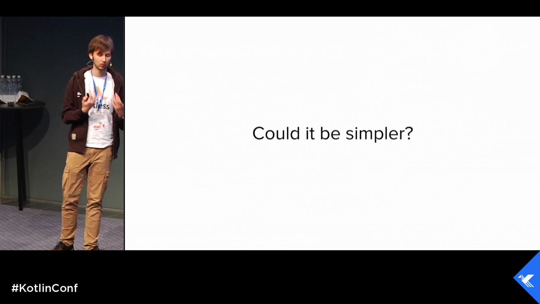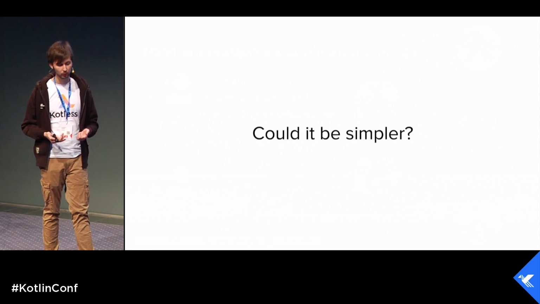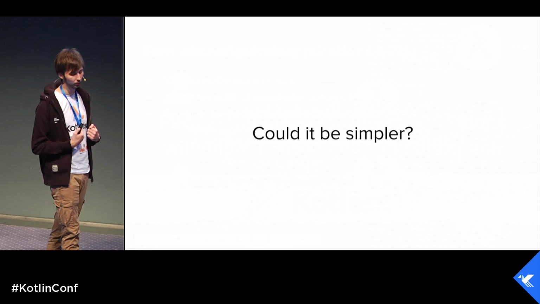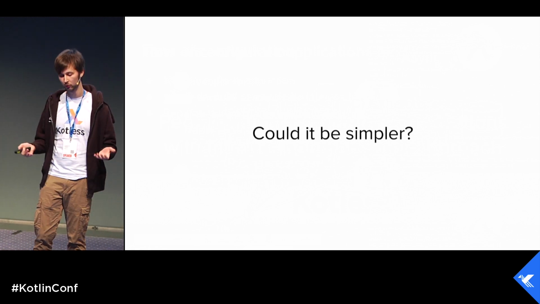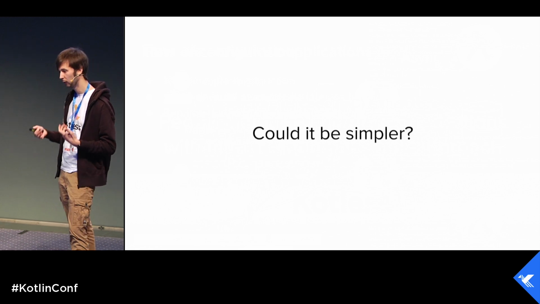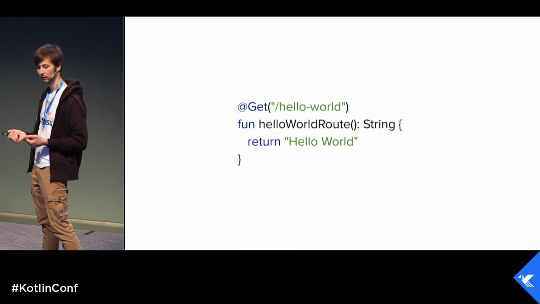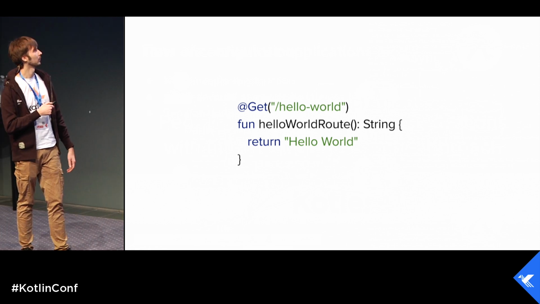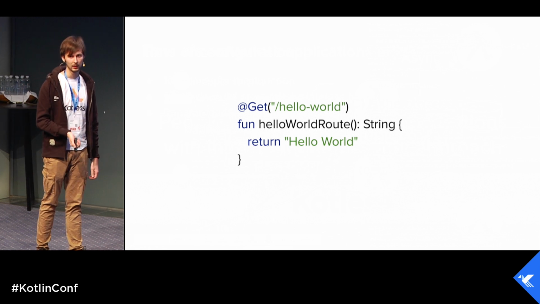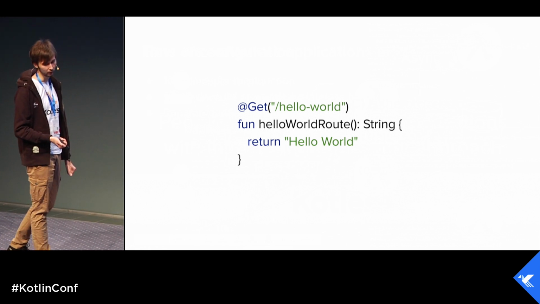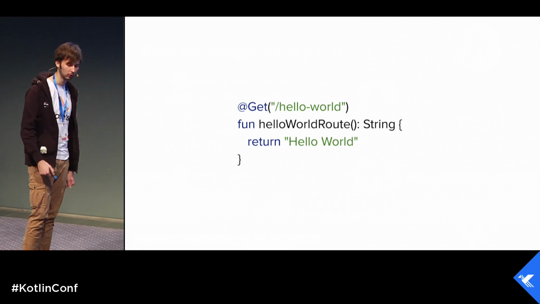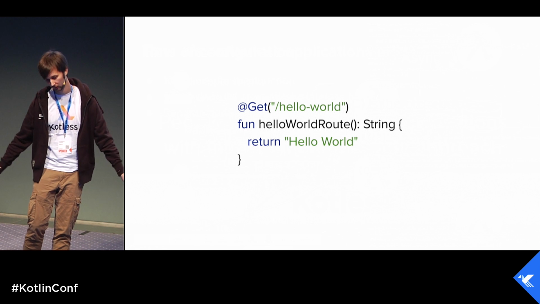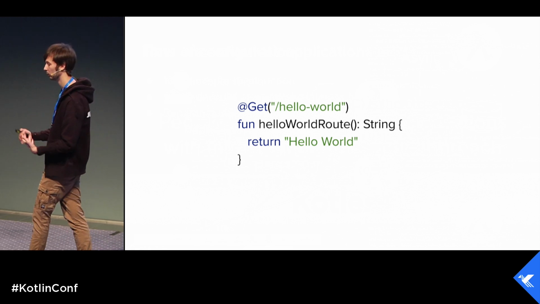Let's take a look back at our example and ask the question: could it be simpler? Can we create an approach that will understand what we want to create, what infrastructure we want to create, and do it for us? So here's a pretty simple example, the same example. We understand here that we need a REST API, and we need one handler for this REST API, and this handler should respond on GET, and this handler has the path slash hello world. We don't know the headers. That's all. But everything else we know.